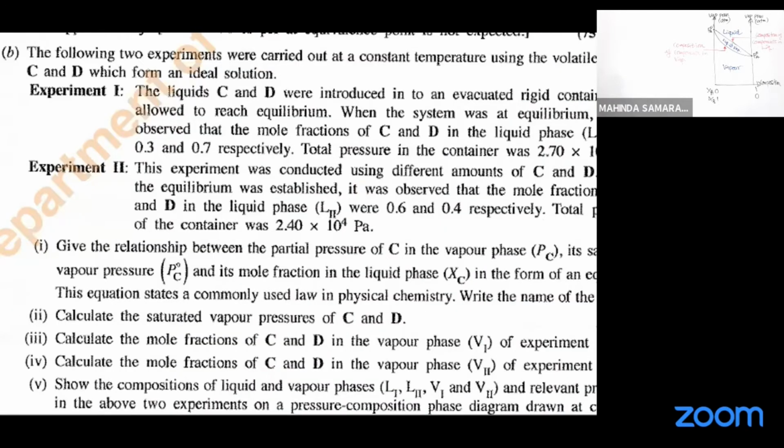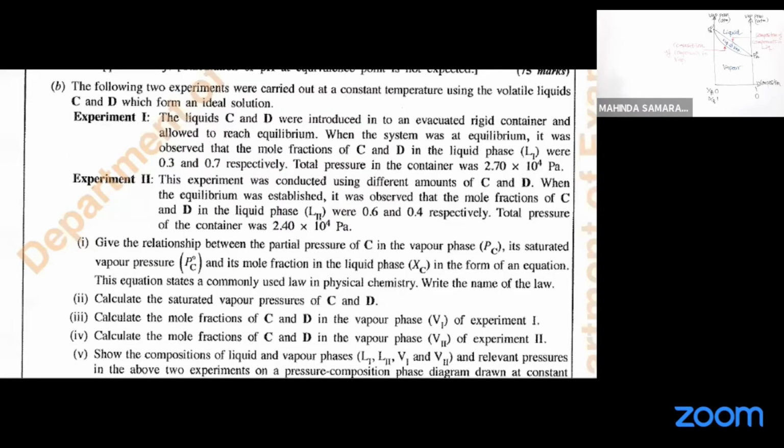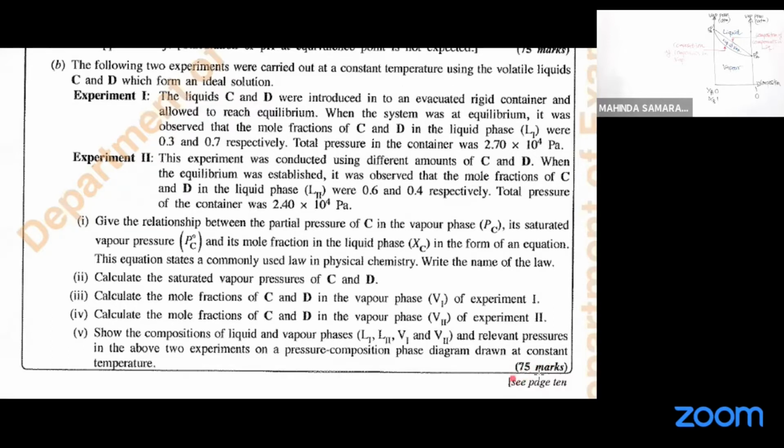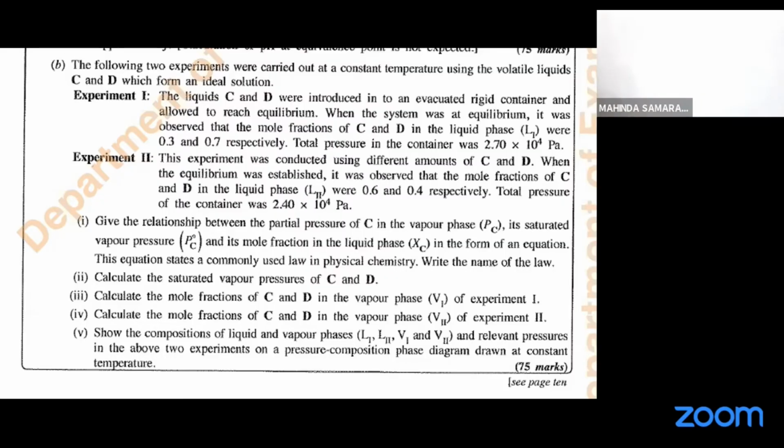This is the second part of this heterogeneous phase equilibrium. Then you see, out of 150 marks, 75 marks given. I'll give you about 7-8 minutes. Fast. Do it. Right. Let's see how to answer this question.